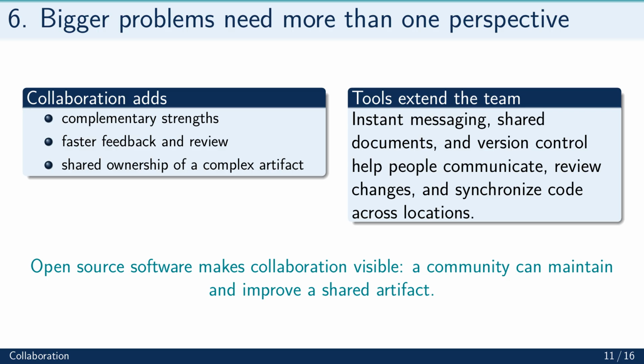Instant messaging and shared documents support discussion, while version control helps a team review changes, synchronize code, and recover earlier versions. Open source software makes this process especially visible because a community can maintain and improve a shared artifact over time.